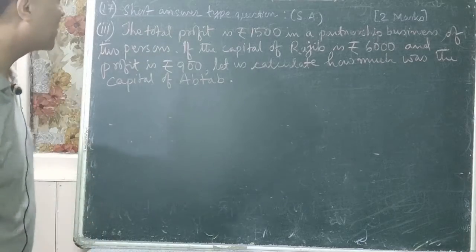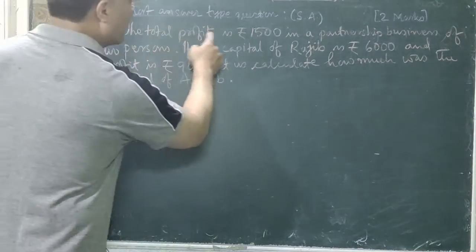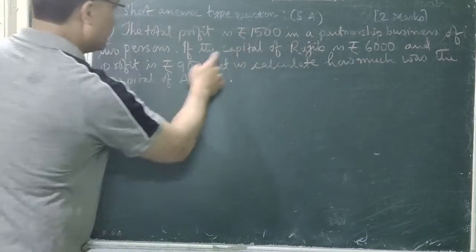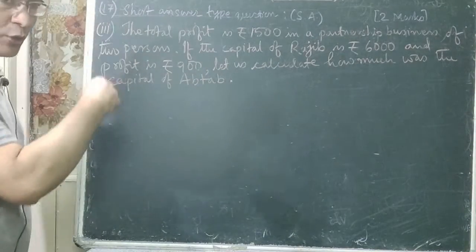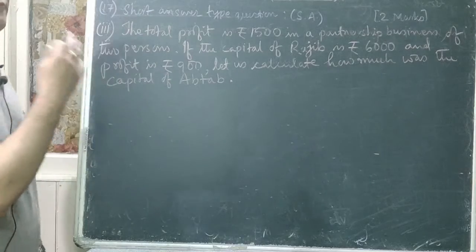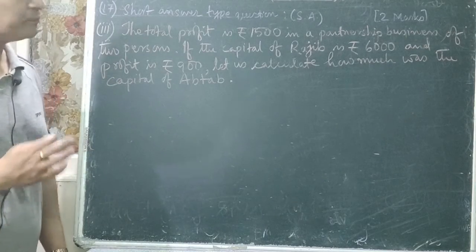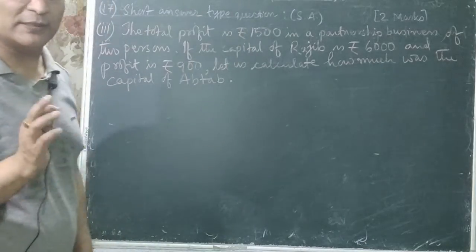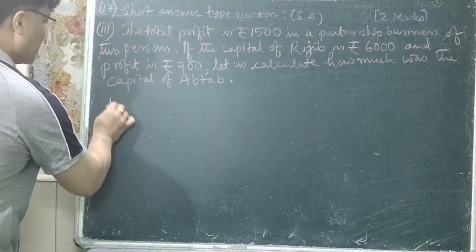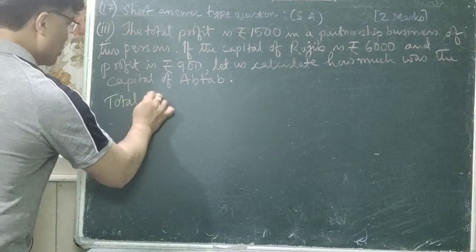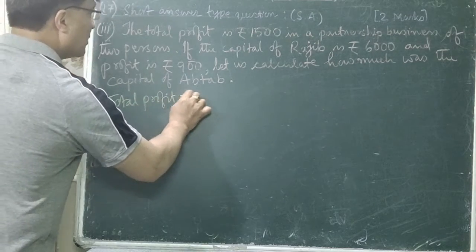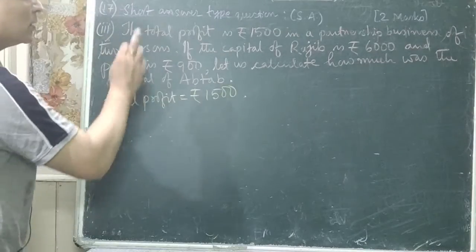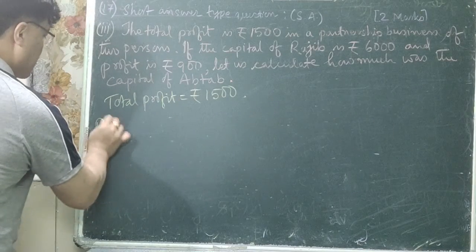Is that clear now? So here total profit is rupees 1,500. Profit of Rajiv is rupees 900. So you can get the profit of Aftab, isn't it? By subtracting this 900 from 1,500, right? So what is the total profit? Total profit is equal to rupees 1,500. So what is Rajiv's profit?